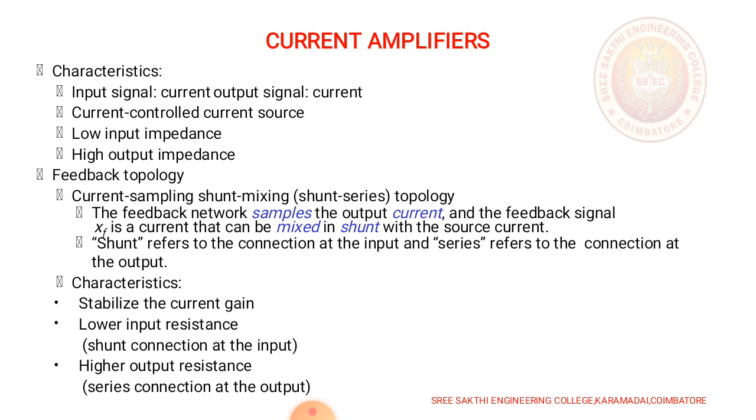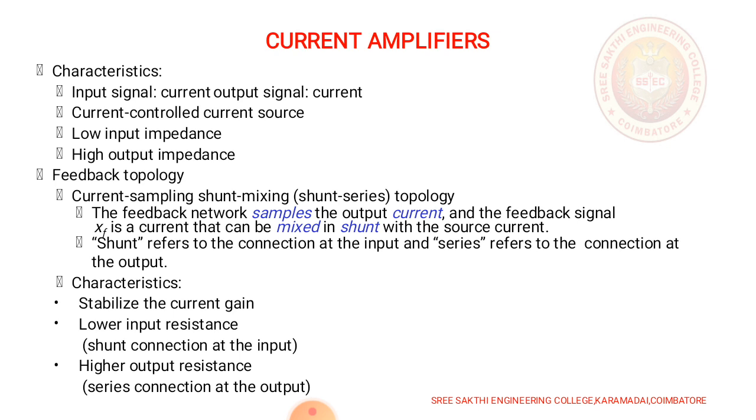Next is current amplifiers. It also has some characteristics. What are they? Input signals are current and output signals are also current. So it is called a current controlled current source. In this type, there are low input impedance and high output impedance. Feedback topology is current sampling, shunt mixing, that is shunt series topology.